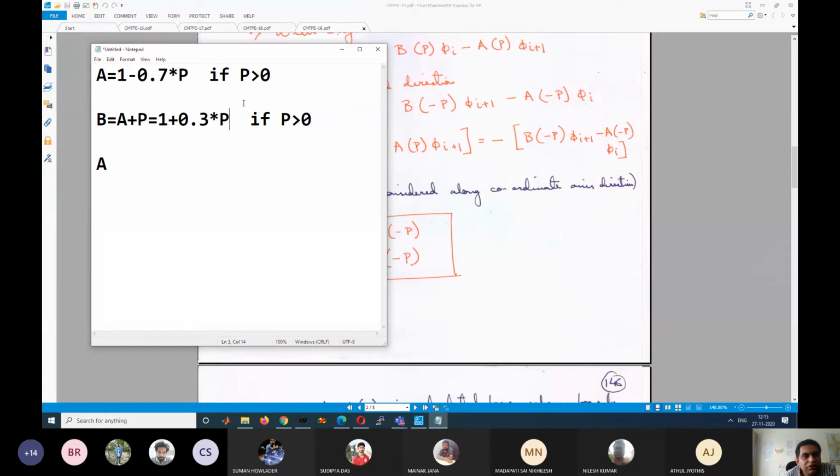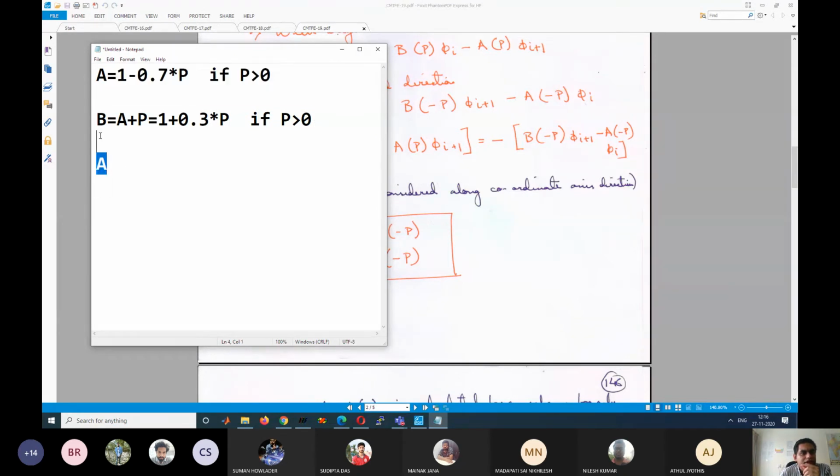Okay. I only know the value A is equal to 1 minus 0.7 P. For a certain scheme, A is equal to 1 minus 0.7 P. If P is greater than 0, I don't know what is the variation if P is less than 0. It can be quadratic, it can be exponential, it can be cubic, it can be whatever. But I know that it is linear if P is greater than 0. Now I want to find out the coefficients A and B for all values of P, whether P is greater than 0 or less than 0. I want to find out the variation of A and variation of B with only this information.